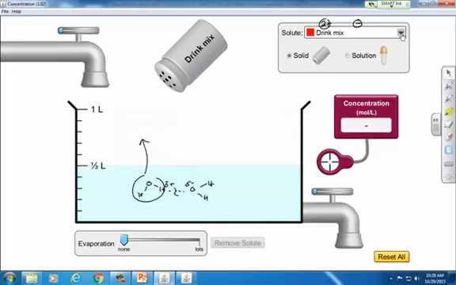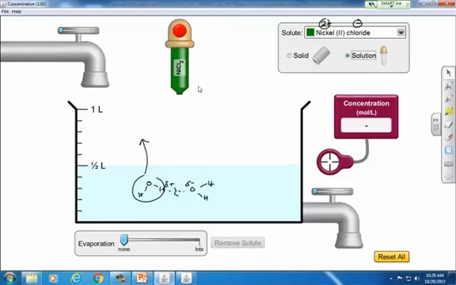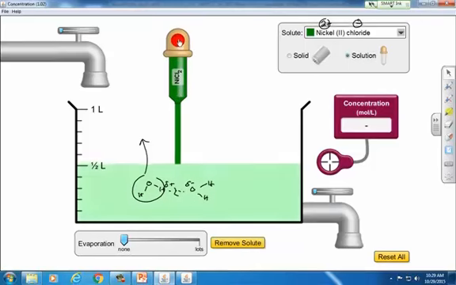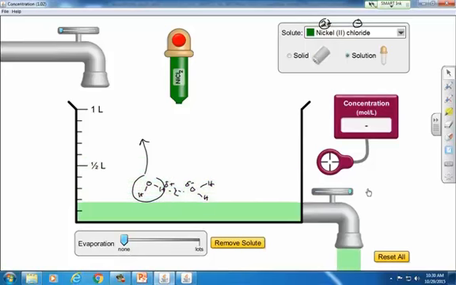What if I add, instead of adding solid nickel, I add a solution of nickel? Well, as long as my initial solution is more concentrated than what I'm adding it to, it'll continue to get concentrated. What if I dump all this out and just add this?